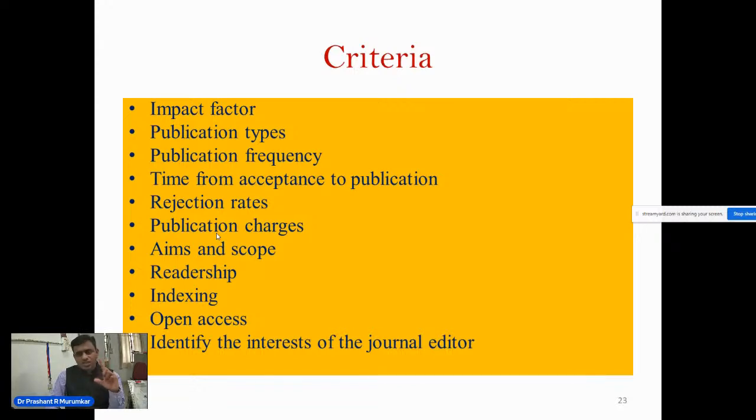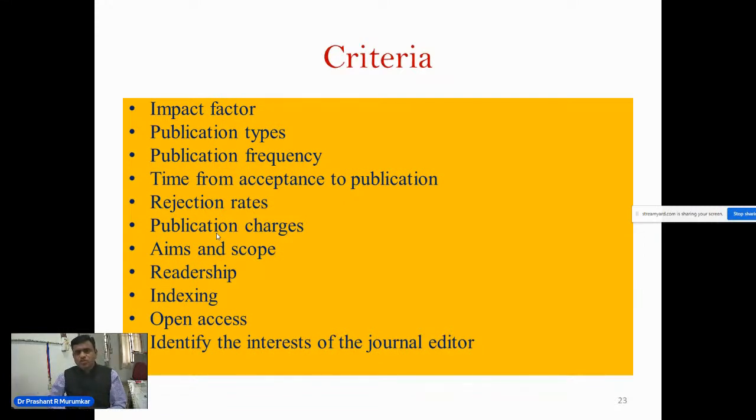Again, there are certain journals which publish their issues only once a year, which will take too long, or twice a year, or four times a year. This frequency is clearly defined, whether it is a quarterly journal, a monthly journal, a tri-monthly journal, or whether it publishes six-monthly or yearly. That is also important, because depending on that, the time duration to publish your article will be determined.